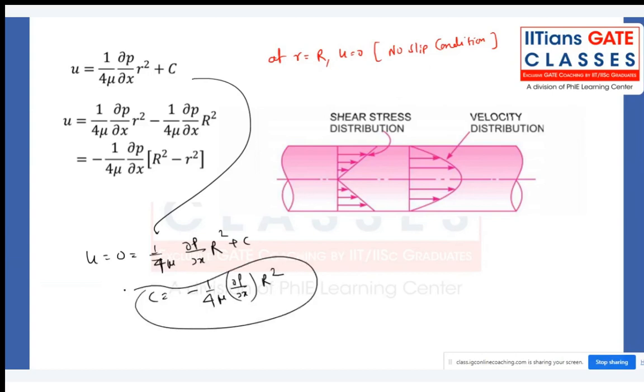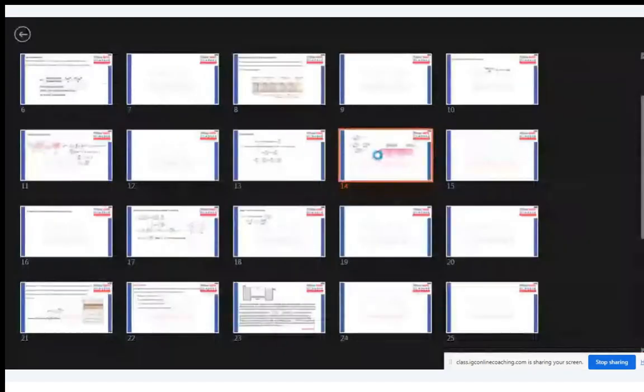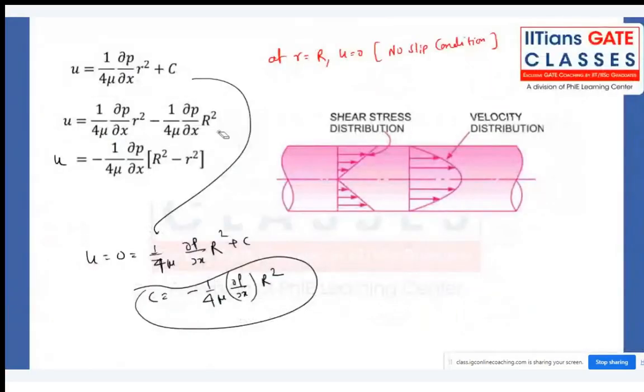And after that, when you put the C value once again into that equation, you will get this formula. And finally, you will get this formula. This is a very important formula. And what you are observing, I told you, right? In a fully developed region, velocity will only be a function of r. There will not be any x term.